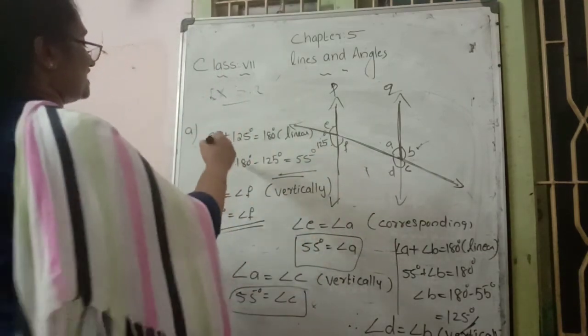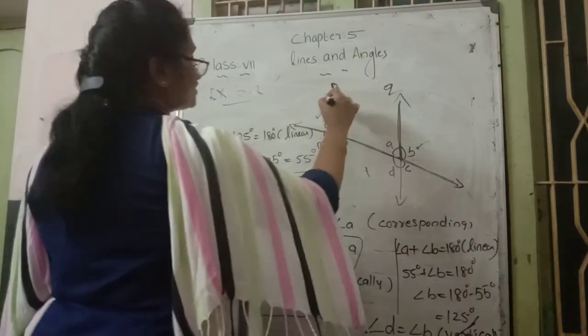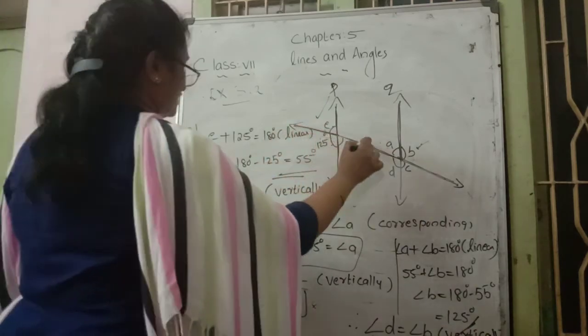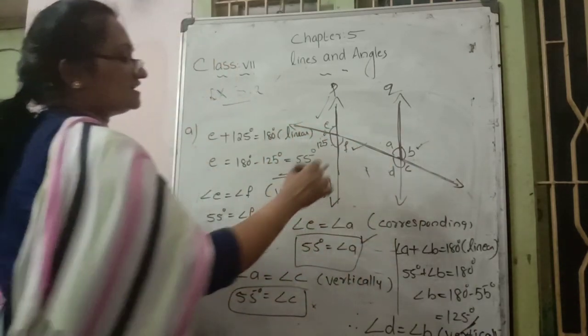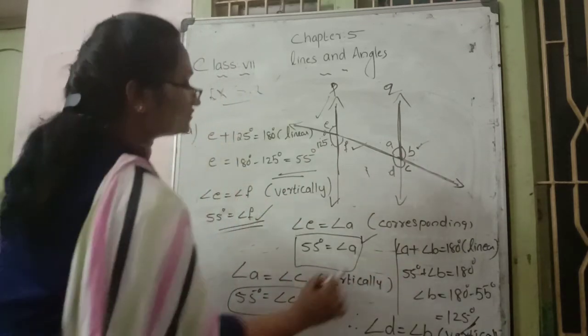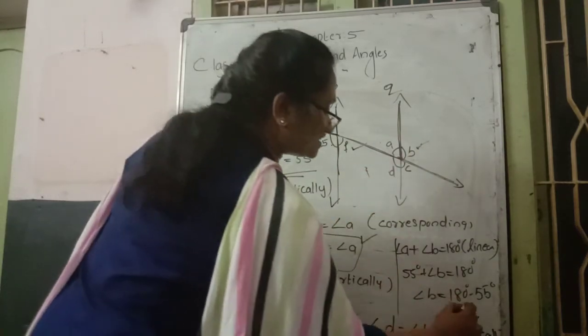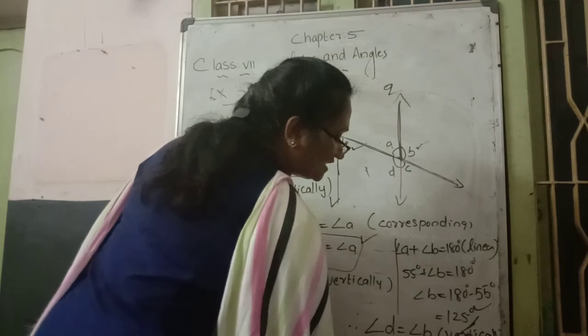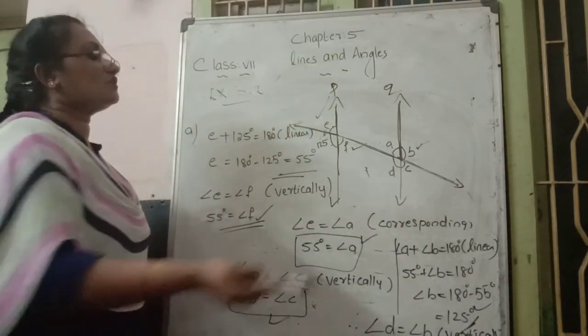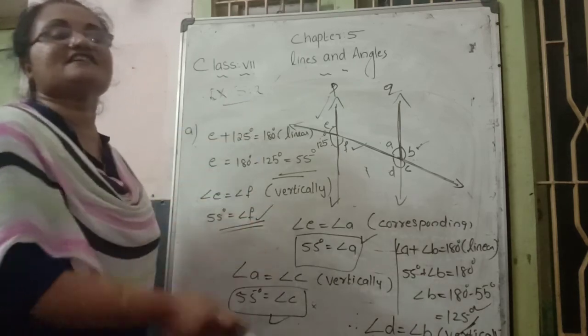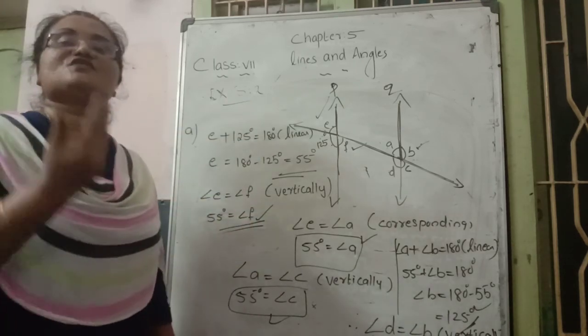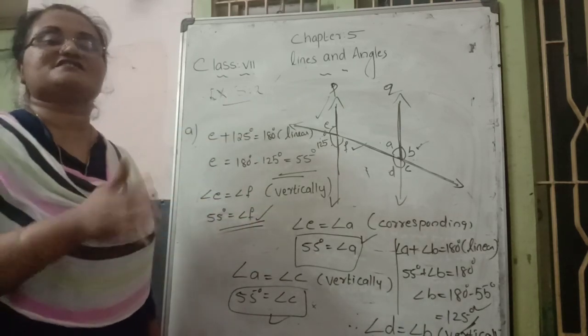Angle D value: B is 125, so D also becomes 125. All values: E is 55, F is also 55, A is 55, C is also 55, B is 125, D is 125. Those are all the alphabet values they asked us to find. We got those values. The remaining questions we can discuss in the next class. Thank you.